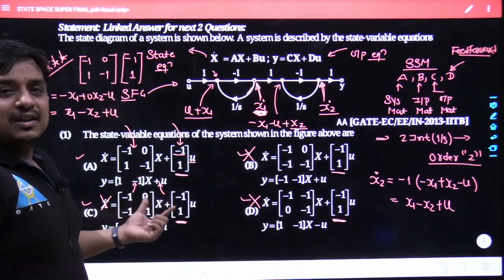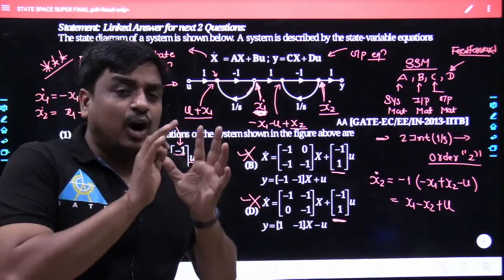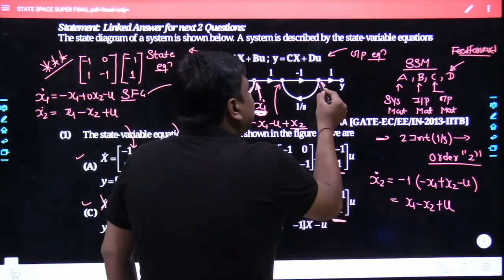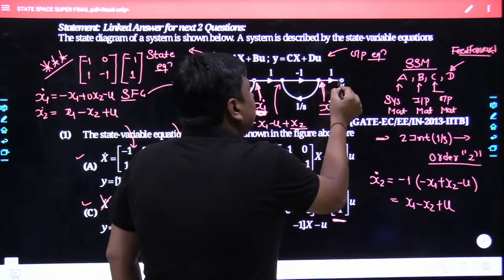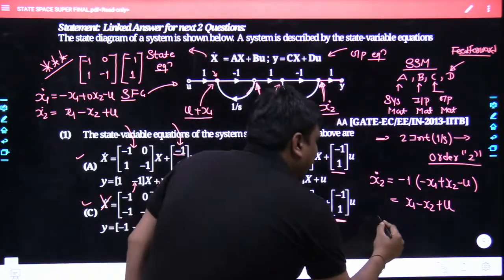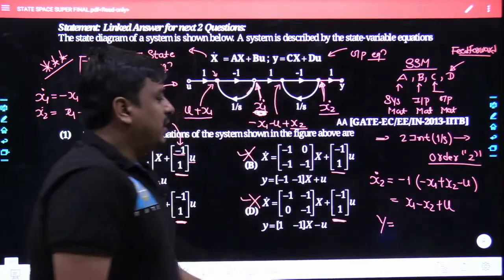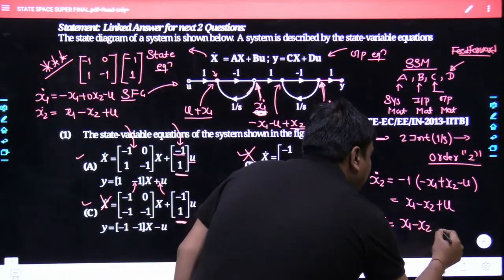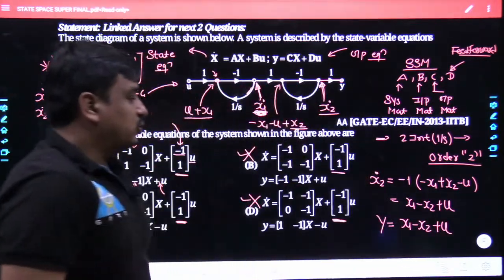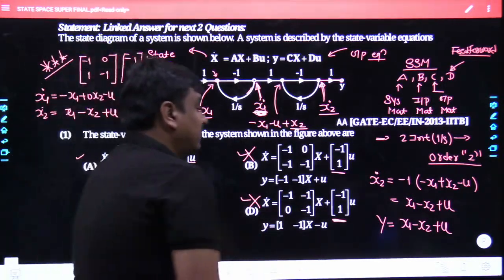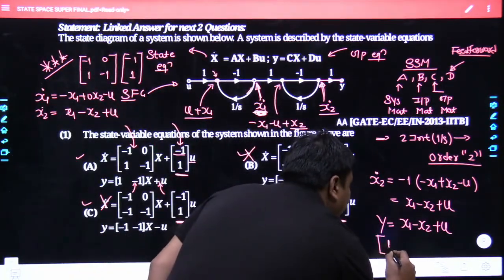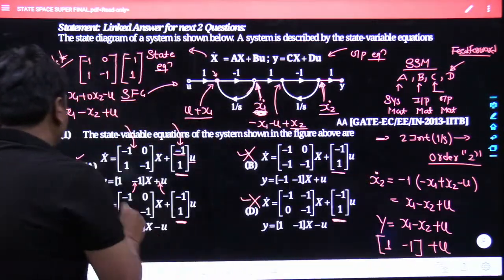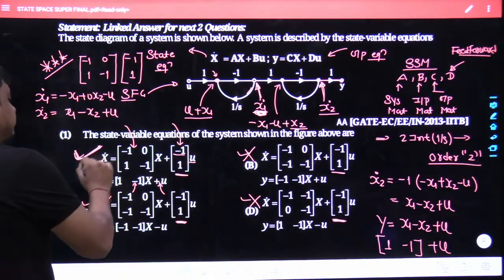What does that mean by the C? The C is the matrix which indicates how the state variable is going to affect your output. That you can easily see. The x2 dot is straight away coming as the input to the y. So y is simply equal to x2 dot. May I know what's the worth of x2 dot? The x2 dot is nothing but x1 minus x2 plus u. So easily you would be able to get the value of C also. So the C is going to be 1, -1, plus u. You can see very well the A is going to be the best answer.